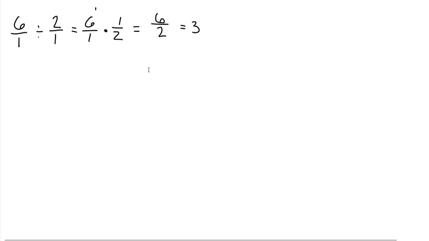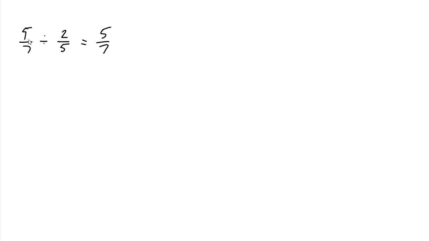So all of that to show you, when I take 5/7 divided by 2/5, what we're going to do is we're going to take 5/7. That stays the same. Our division becomes multiplication, and then we're going to flip the 5/2. Okay, so 5/7 divided by 2/5 is the same thing as 5/7 times 5/2, and we end up with 25/14.